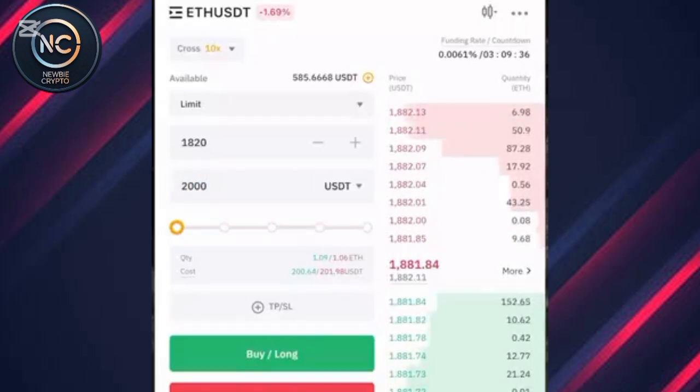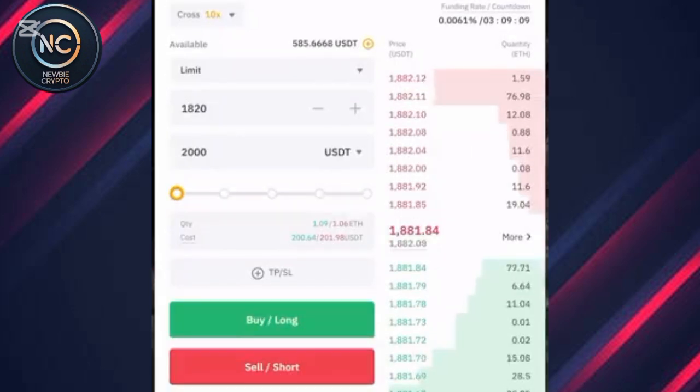Don't forget that. So don't think that you're going to be dropping $2,000 from your own wallet. No, you're only dropping $200 and you're using 10x leverage, and that is why you have $2,000 right here. That's just the meaning. And right here you'll be seeing the cost. So you can see the cost right here is just $200. So that means you're only dropping $200 for this trade.